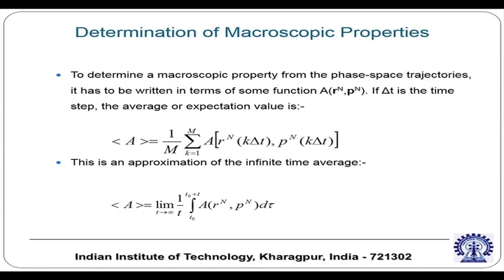velocity, position and velocity. So if delta t is the time step, you basically use the average or expectation value to get the property A. This is an approximation of the infinite time average. So instead of using this averaging, that is integration of the property over time, you simply do a summation. You replace the integration with a summation in the phase space.